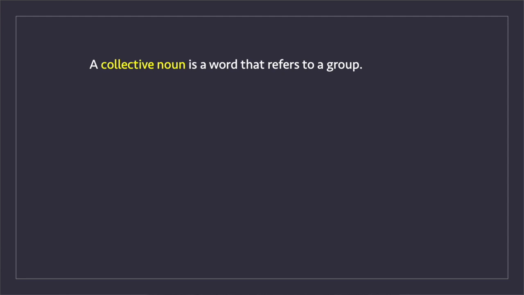Now let's take up the third category, which is collective noun. A collective noun is a word that refers to a group. And you know that a group always consists of more than one member. So here are some examples for you. Bunch, class, choir, stack, and flock.